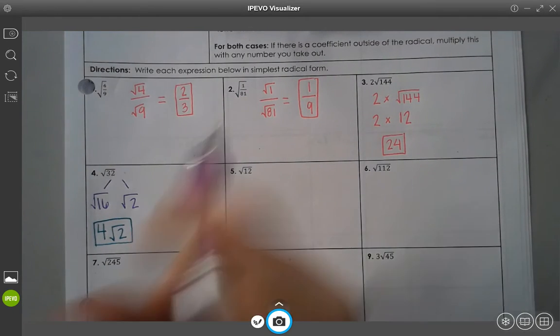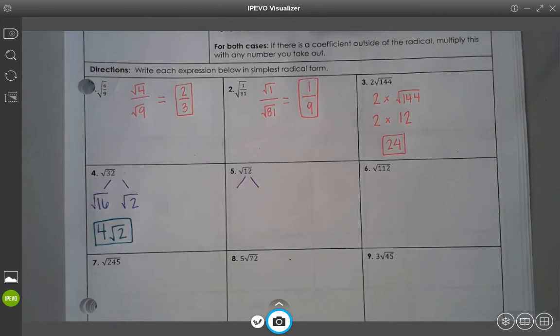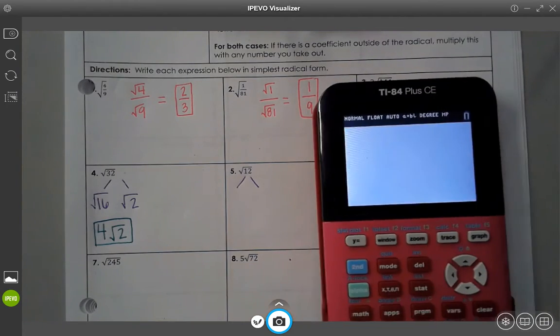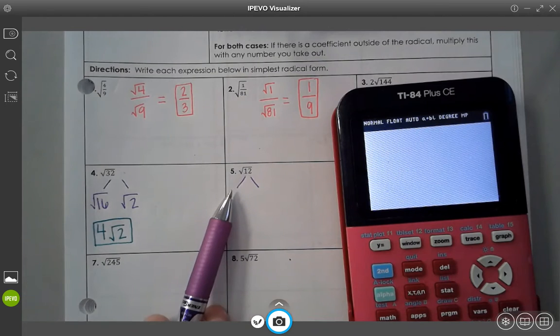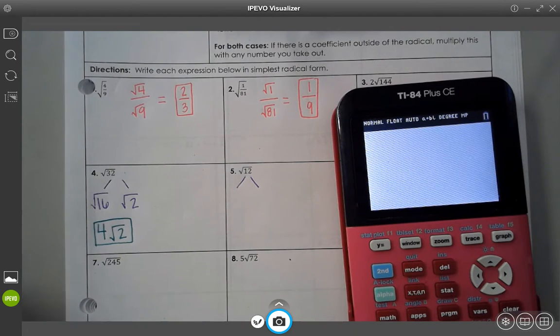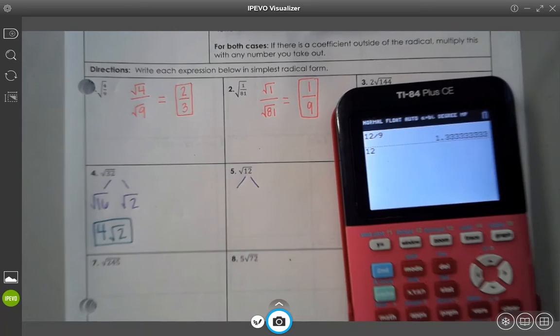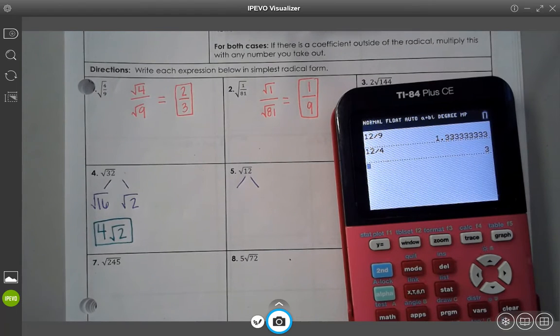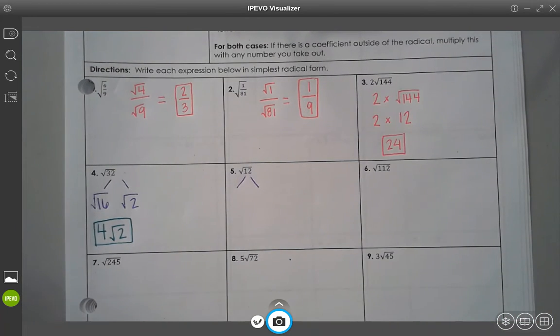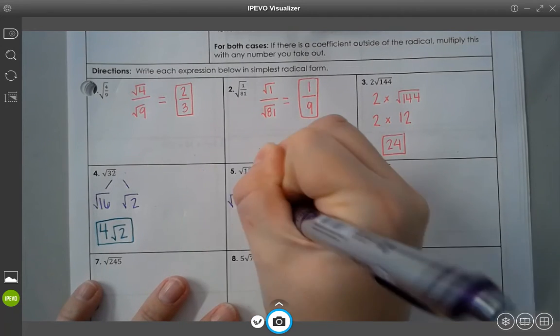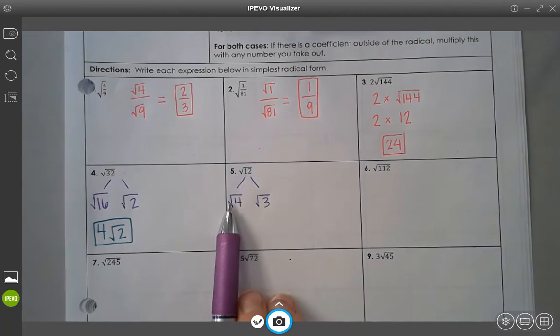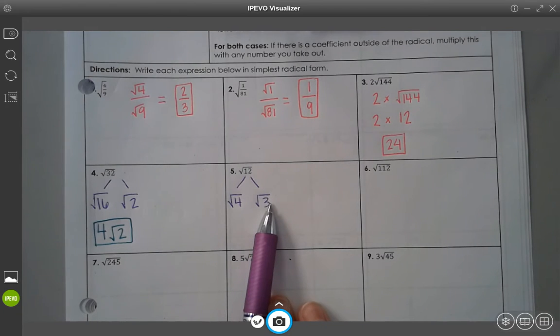Let's go to number 5. We have the square root of 12. So I want to know what the largest perfect square is that goes into 12. So 12 divided by 9. No. 12 divided by 4 is 3. So 4 times 3 is 12. So square root of 4 times the square root of 3.